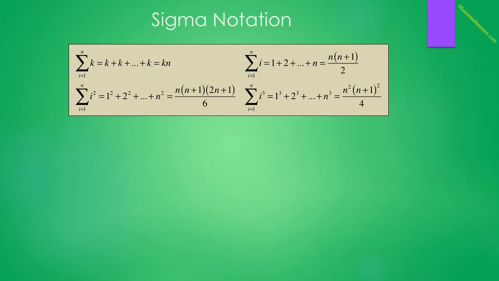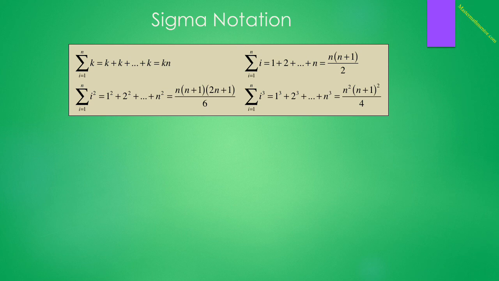There are several formulas that we use that are helpful in adding many terms. The first formula says the sigma I equals 1 to n of k, which is k plus dot dot dot plus k, is simply k times n. Second formula, sigma I equals 1 to n of I, which is 1 plus 2 plus dot dot dot plus n, can be written as n times n plus 1 over 2.